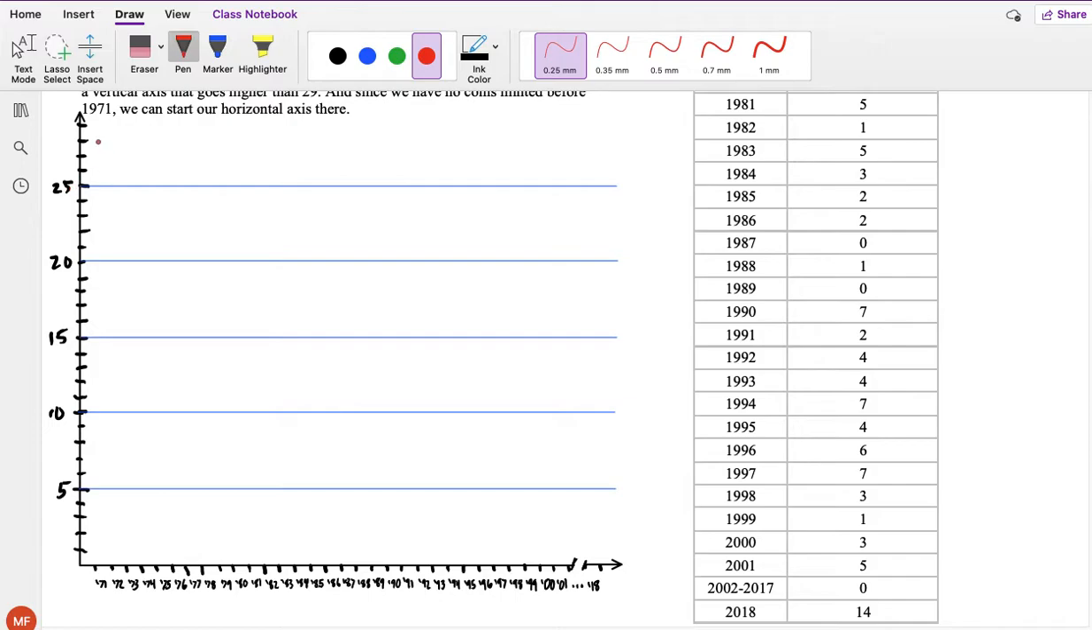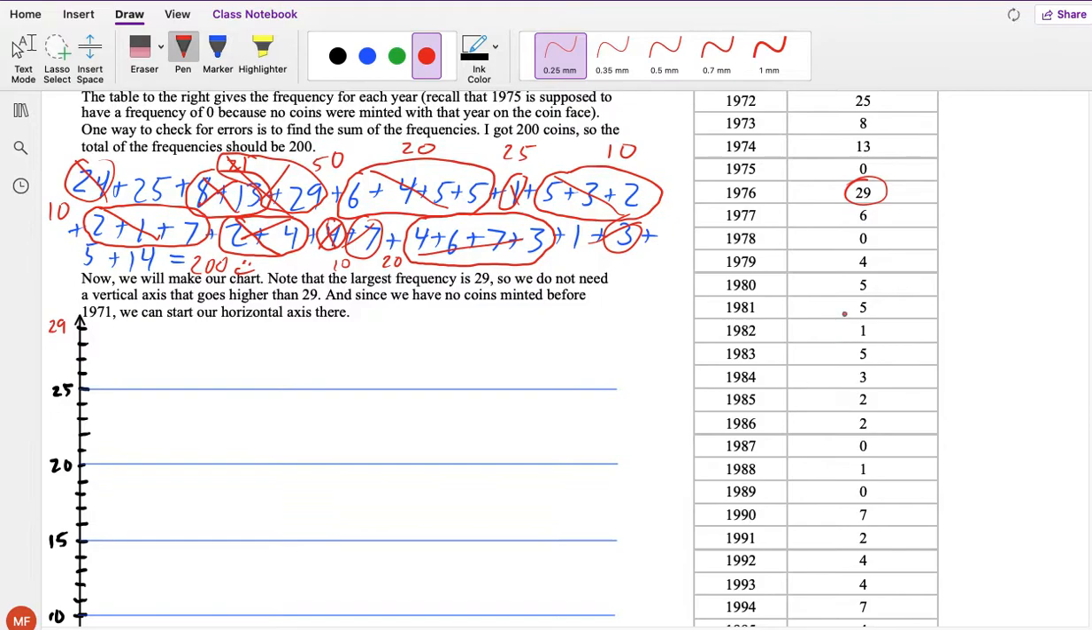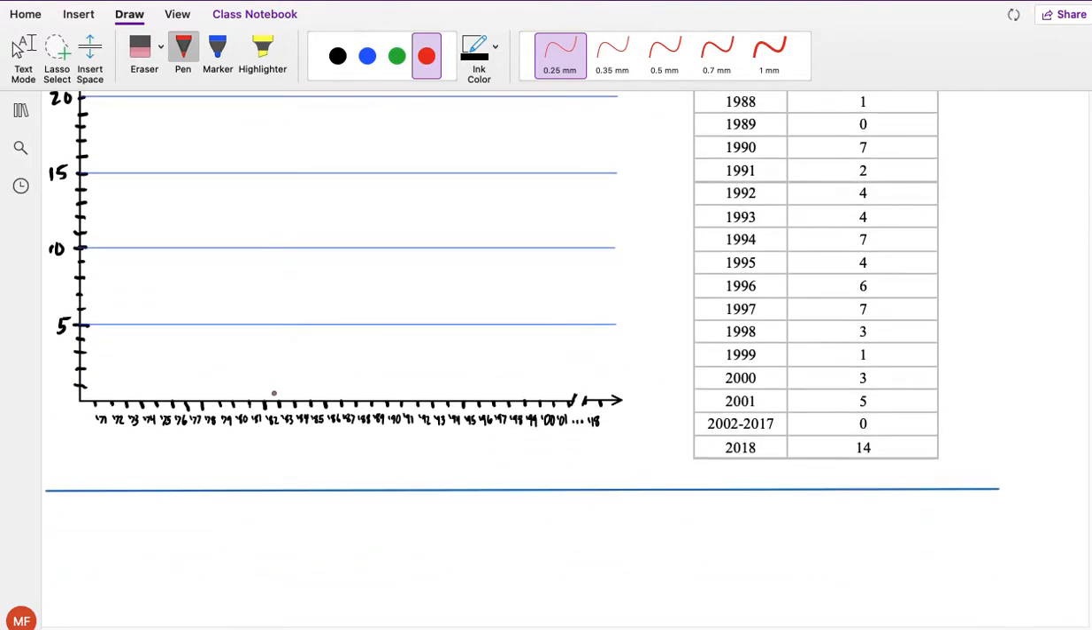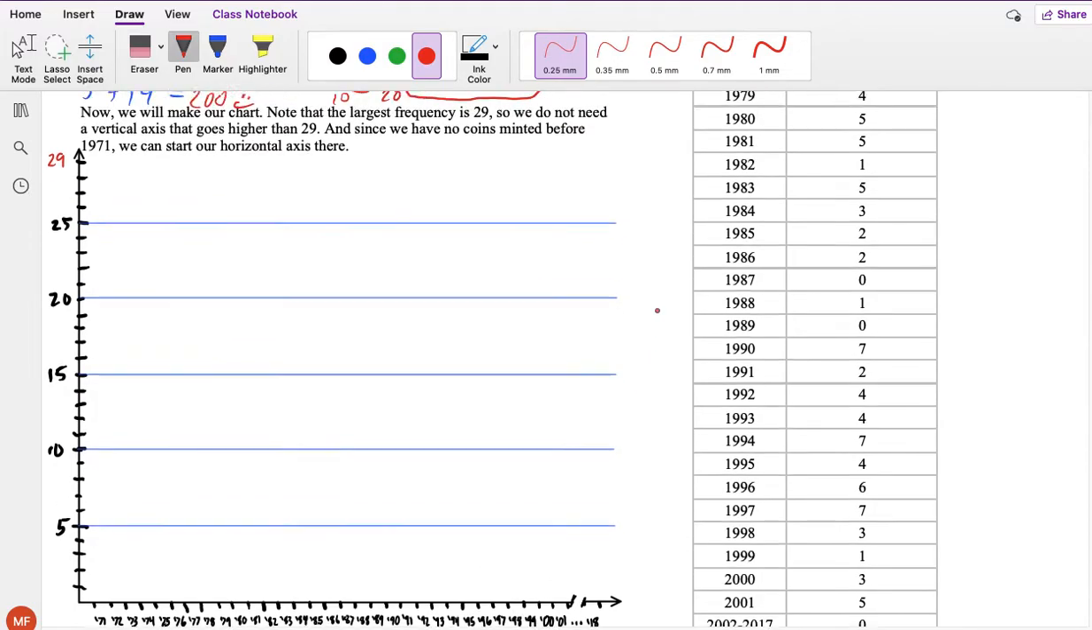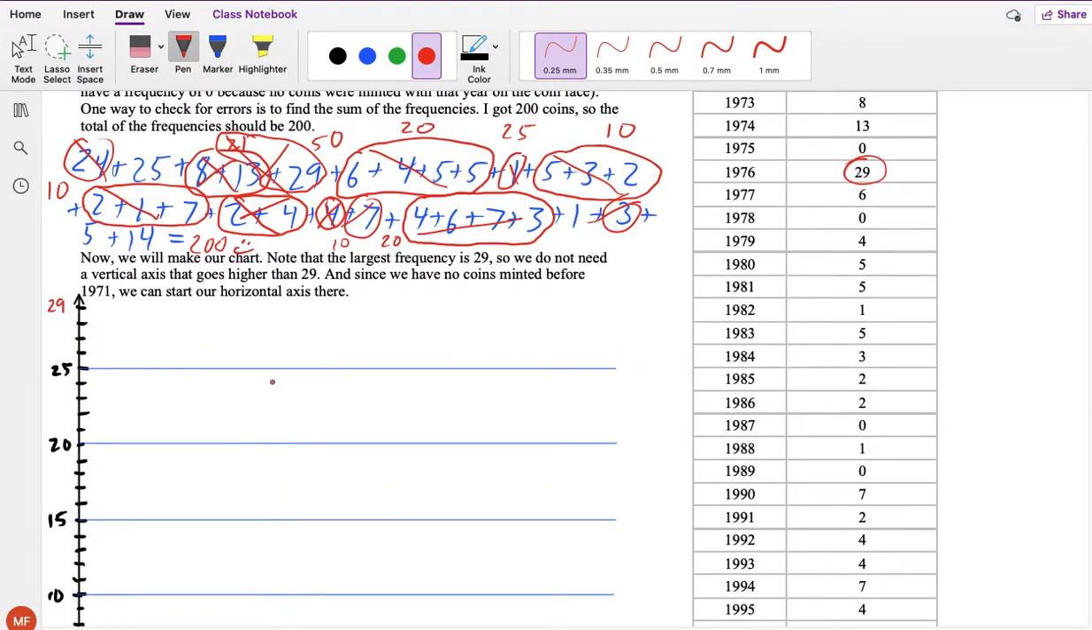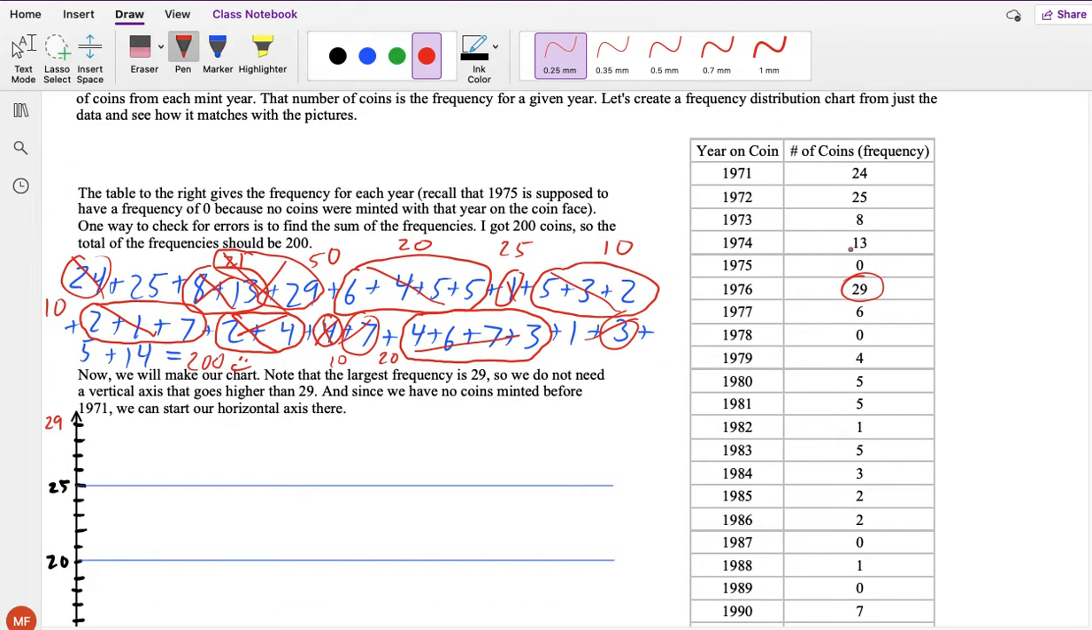I've made my vertical axis go up to 29 because that was my maximum number here. On my horizontal axis, I have each of these line segments here labeled from 71 up to 2001. And then I skipped over all those ones here that were 0, okay? And then have one here for 2018, okay? So what I'm going to do is make bars. This is a type of bar chart where the height of the bar will correspond to the frequency.